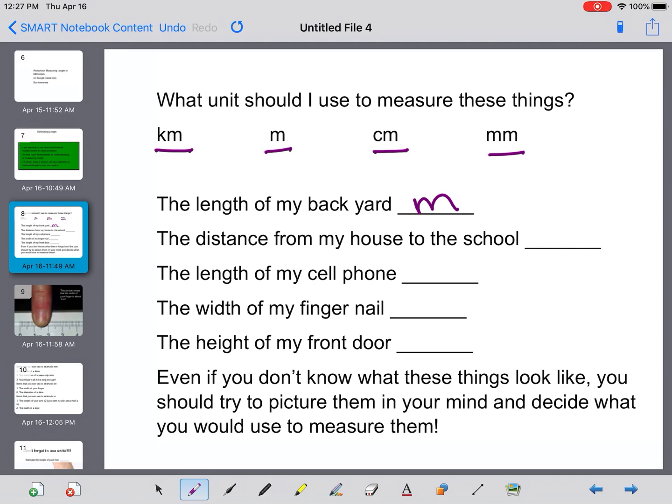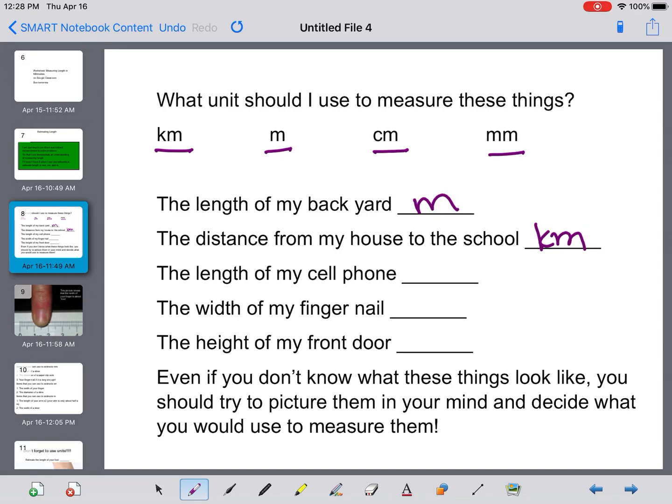Okay, awesome. So what unit should I use to measure the distance from my house to our school? So that one hopefully is pretty simple for you to figure out. We don't want to use anything too small because then our number would be so huge that it would just be silly. So we would actually want to use kilometers for that. If we measured the distance in millimeters, it would be in the hundreds of thousands, maybe even higher than that. So kilometers is the way to go there.